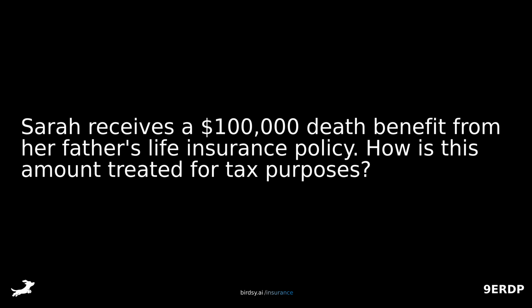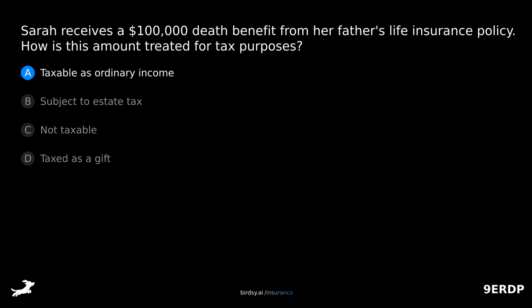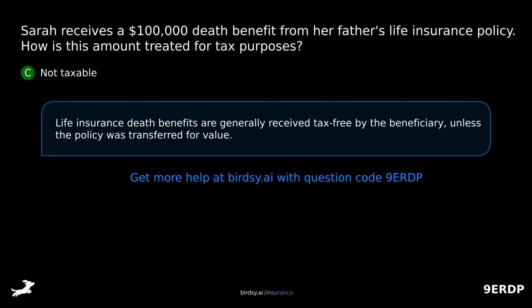Sarah receives a $100,000 death benefit from her father's life insurance policy. How is this amount treated for tax purposes? Is it A. taxable as ordinary income, B. subject to estate tax, C. not taxable, or D. taxed as a gift? The answer is C. Not taxable. Life insurance death benefits are generally received tax-free by the beneficiary unless the policy was transferred for value.